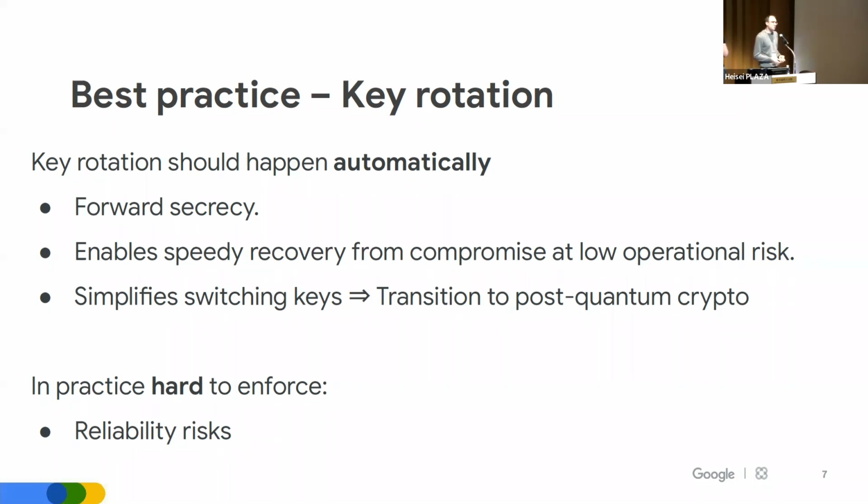And also, it becomes much easier to switch keys. So if we can automatically rotate keys, we can very easily switch to a different type of algorithm. This is very important, for instance, if you want to transition to post-quantum algorithms. If you have automatic key rotation in place, rotating the key is mostly about whether you can take the performance hit.